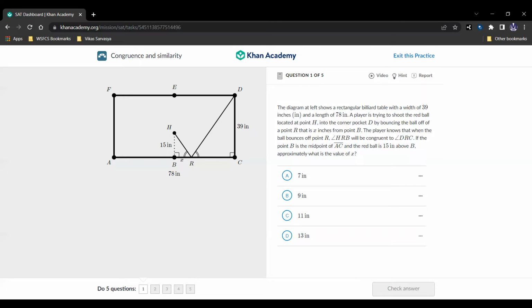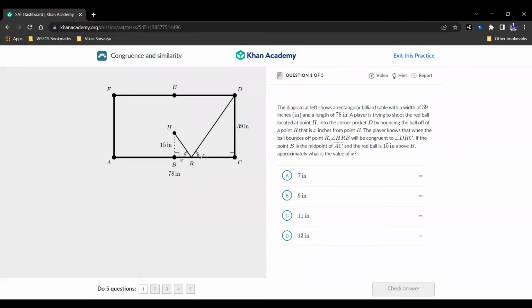A player is trying to shoot a net ball that hit at point H, the corner pocket, by bouncing the ball off the bar that is 8 inches from point B. The player knows that when the ball bounces off point R, HRB will be moved to BRC. If point B is the midpoint of AC and the red ball is 15 inches above B, approximately what is the value of X?